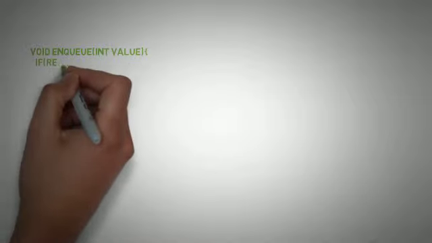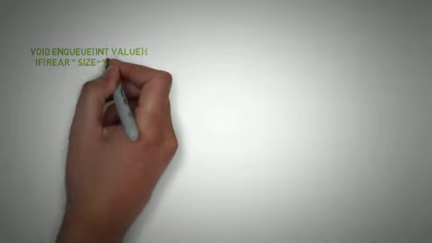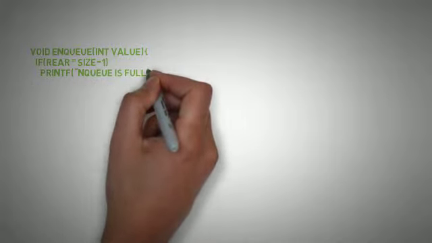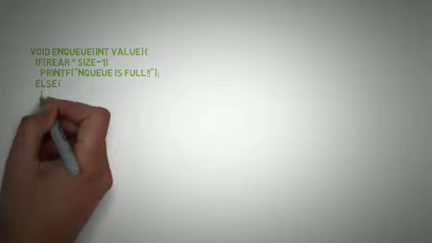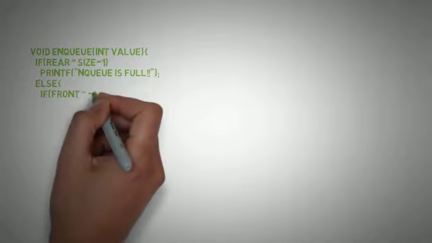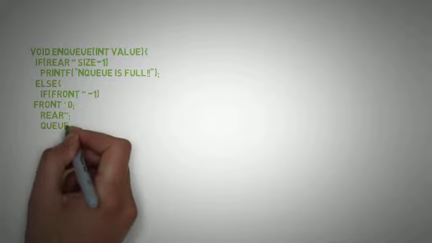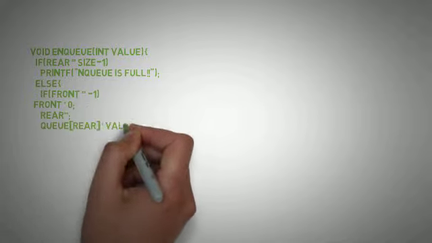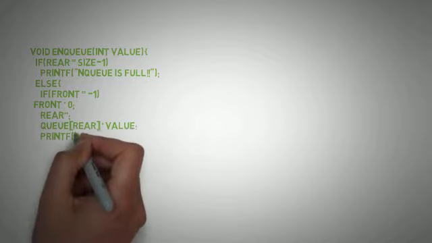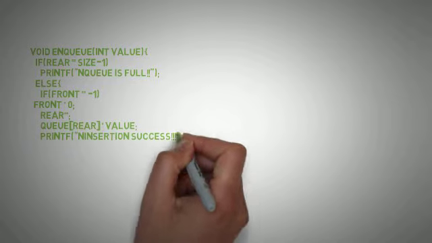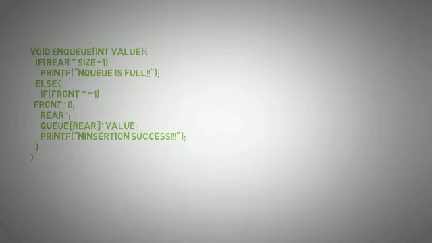In this EnQueue, there is a condition statement that if rear equals size minus 1, that means the queue is full. Else, if front equals minus 1, then front equals 0. Then the rear will be incremented so that the queue of rear will be valued, that is the value which we give, 5. Then it will print insertion success.